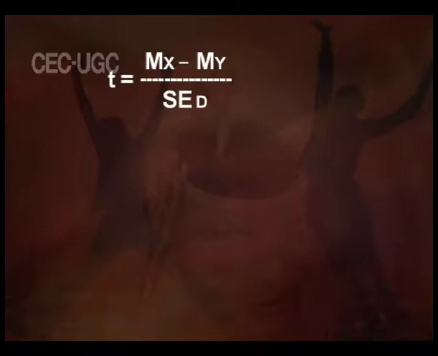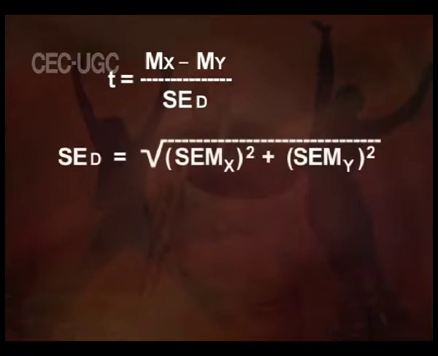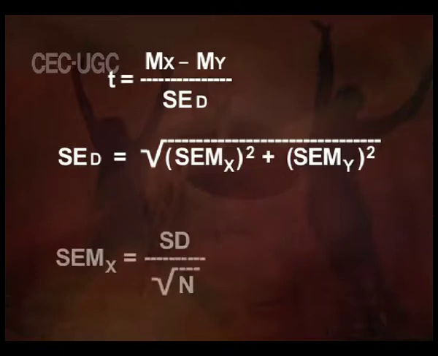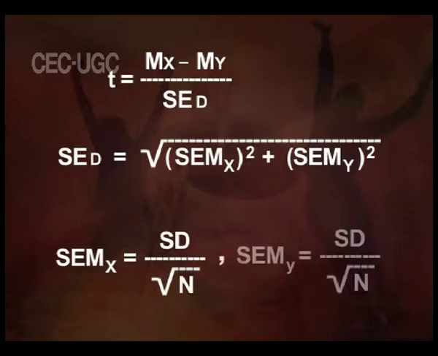The formula for calculating the t-test for an independent group design is t equals mean of x minus mean of y divided by the standard error of mean difference. To calculate the standard error of mean difference, it equals the square root of the standard error of mean x squared plus the standard error of mean y squared. The standard error of mean x or standard error of mean y will be equal to standard deviation divided by root of n.